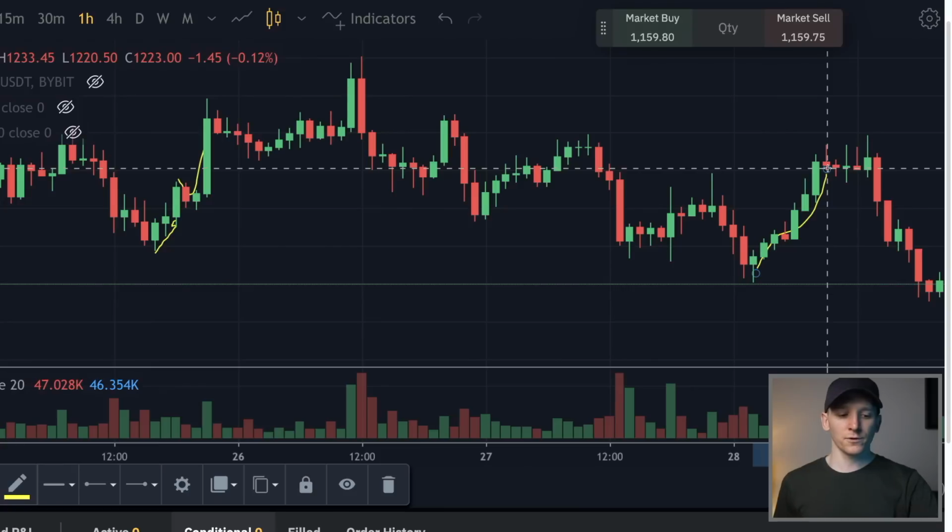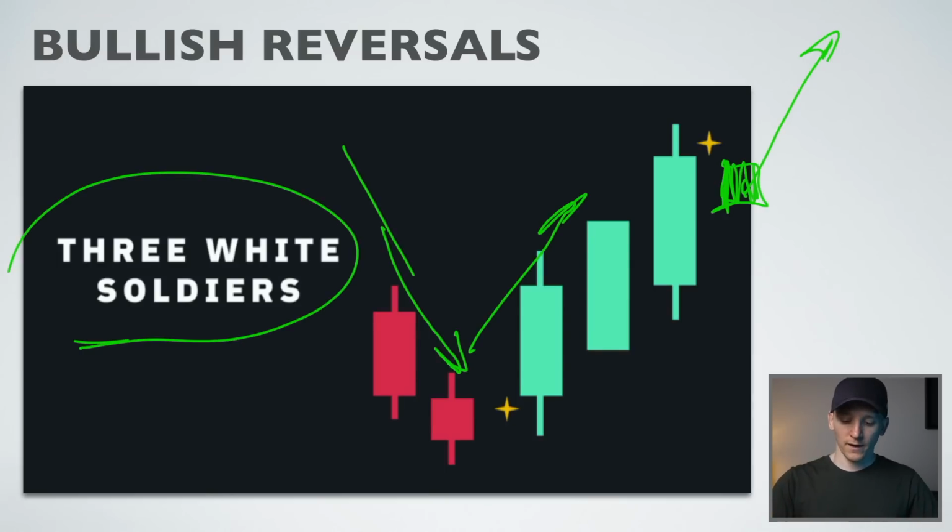So with three white soldiers, what I'd be looking for is a downtrend that has very clearly reversed, and that may be moving up into just a completely new uptrend. So again, trying to time the reversal of a bearish trend into a bullish trend.